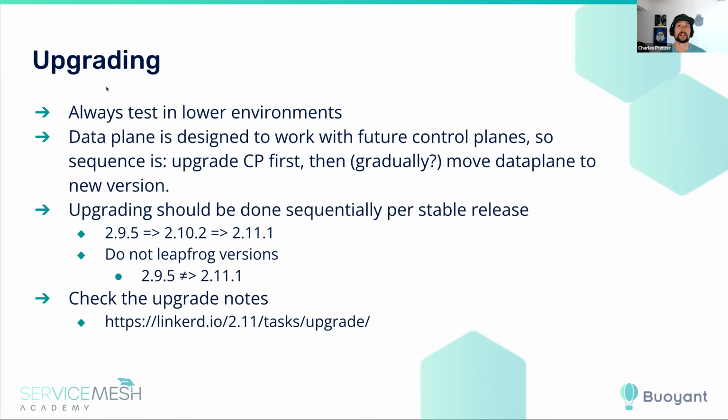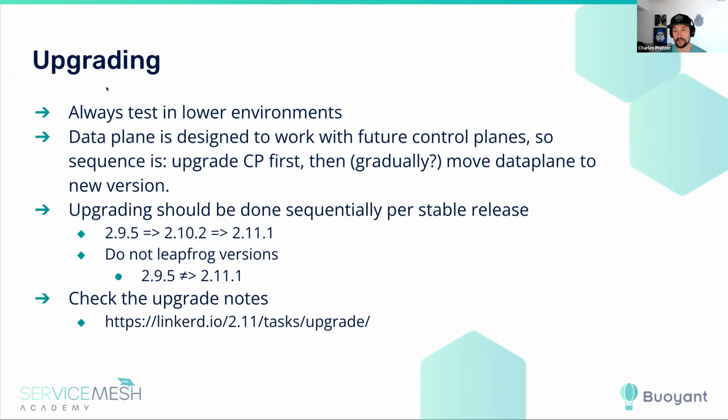One of the questions we get a lot is upgrading Linkerd, and one of the things I've seen happen is folks will leapfrog versions. Always, always, always, please upgrade sequentially. So if you're on 2.9, go to 2.10, then 2.11. Don't jump from 2.9 to 2.11.